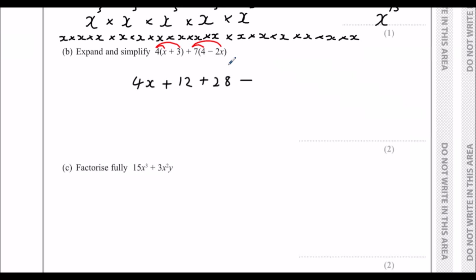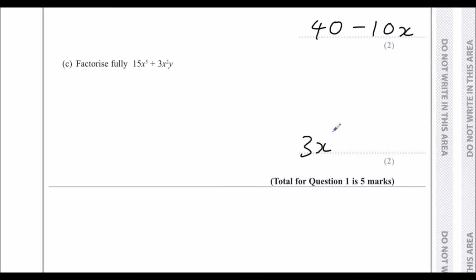Part C, factorize fully. Factorize means put into brackets, and fully means we need to take out everything we can. So factorize as much as we can outside the bracket. 15 and 3 are both in the 3 times table. X cubed and x squared both have x squared as a factor, and there's nothing else that's common to both.